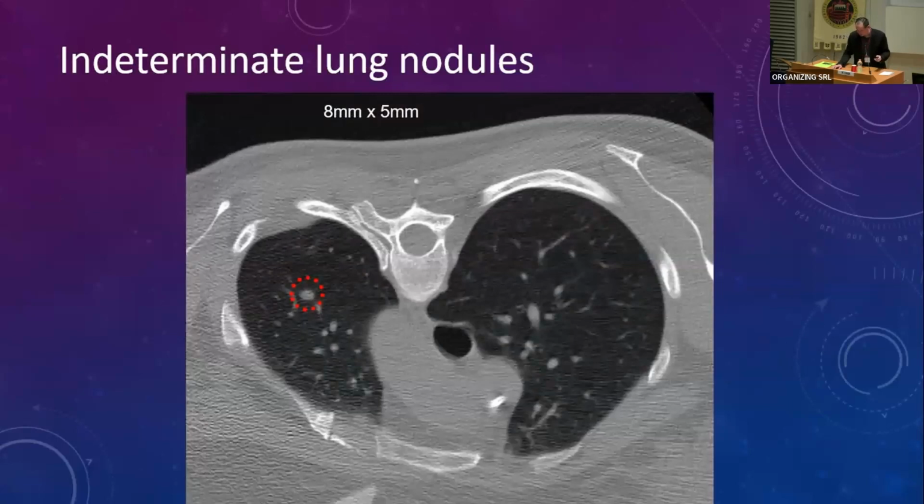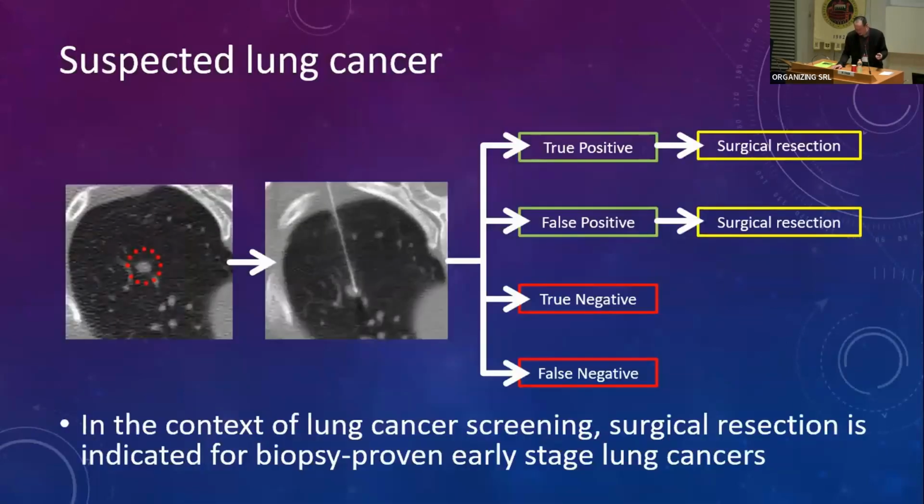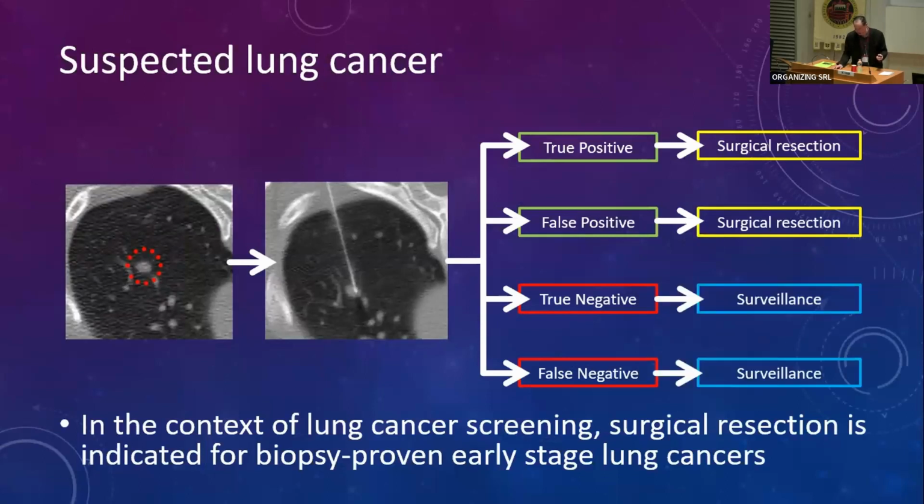Indeterminate lung nodules and suspicious lung nodules are commonly encountered in the setting of lung cancer screening. And these often will lead to a lung biopsy, as you can see here. And if the biopsy results are positive, they'll often end up in surgical resection, regardless of whether it's a true or false positive, which you won't know until after the surgery. And if it's a negative result, the patient usually will continue on to surveillance, watchful waiting, as they say.